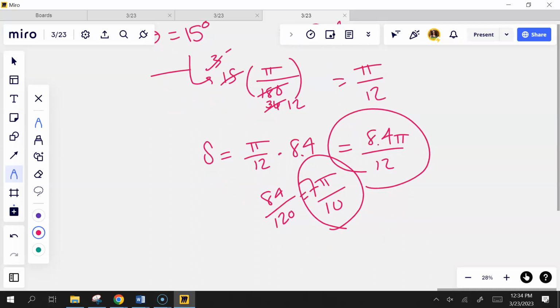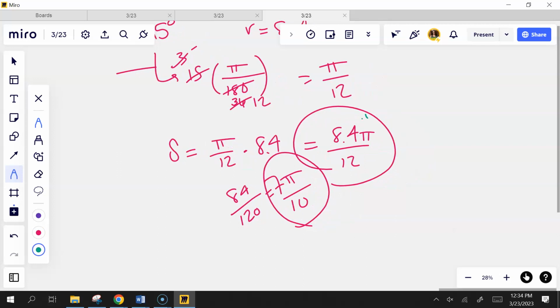You could, but you technically don't want any decimals in a fraction. That's not really proper to have decimals within a fraction. So I multiplied both by 10 to get rid of the decimal, and got 84 over 120. And then divided both by 12. If you're not good with it, take out your calculator and do 8.4 divided by 12, enter.